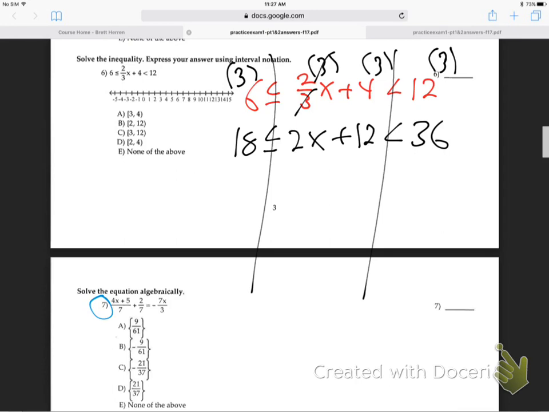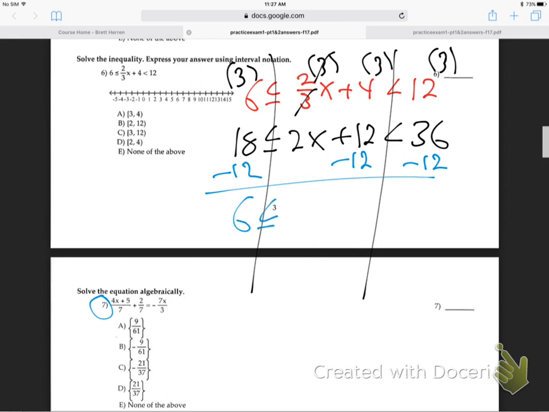Fractions can't be a hard thing for you. You've got to be very comfortable with them. They're everywhere in calculus. So get rid of them, right? Multiply through. Get rid of them. And now x is saying, I want to be alone. Okay. Subtract 12. Like that.